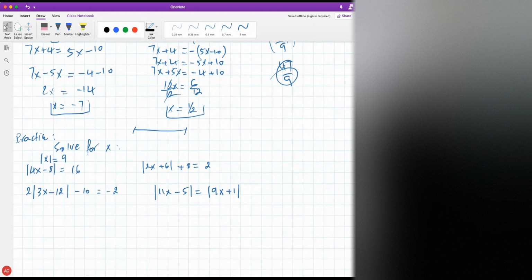I just want to check one problem, okay? It's the 3x minus 12 one. So whenever you get to that one, I would like to see it. All right. So let's go over this, everybody. So the first problem here.